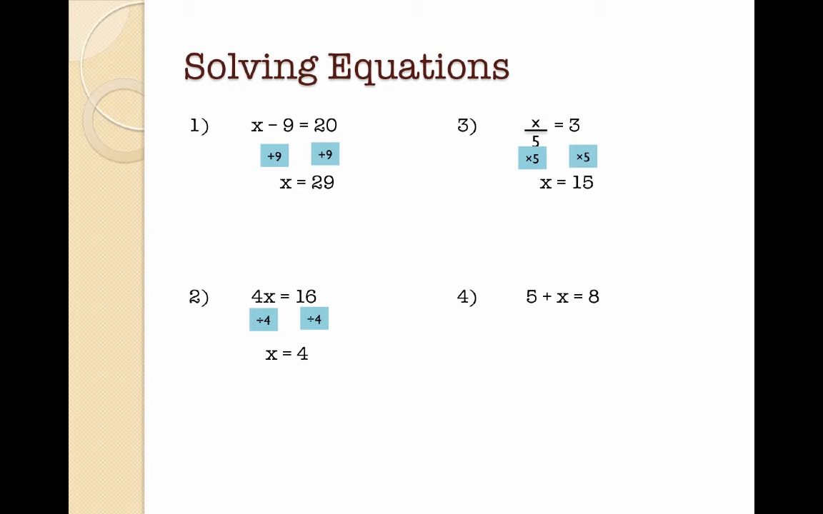I'll end off with a 5 plus x equals 8. Now in this question the x is in a different position, but that doesn't matter. That 5 is still a plus 5. It's still a positive 5. So I'm going to take away 5 from both sides of my equal sign. On the left hand side I'll be left with x, and on the right hand side I'll be left with 3. Is 5 plus 3 equal to 8? Yes, it is. I've checked it and I know that I'm correct.